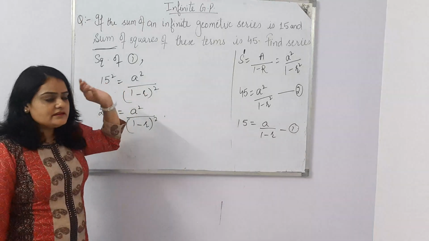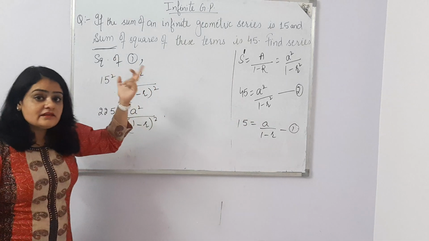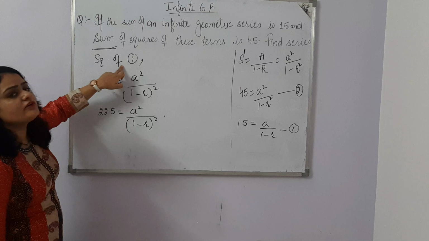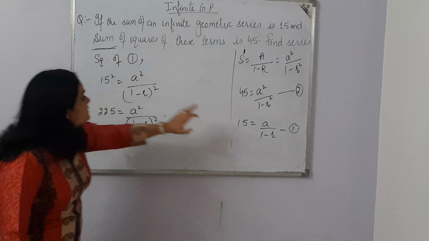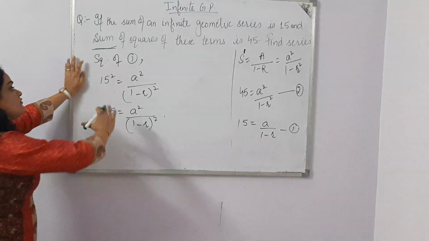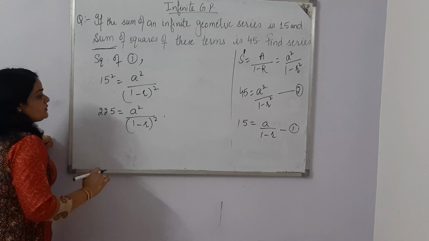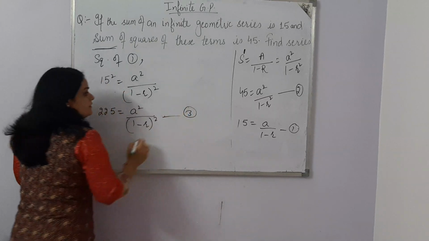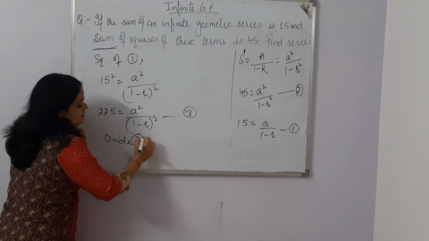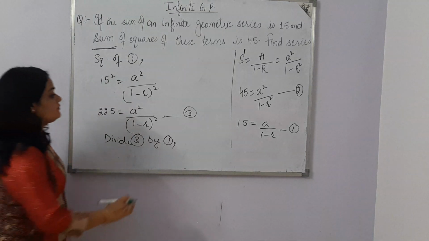So what is the reason behind it? Because here was a square, here was a. So I need a square, that means the square is missing. So I have already done the square of the first equation. If I am squaring, I have to take the square on both sides. 15 square is equal to a square upon 1 minus r whole square. Okay, this is my third equation. So divide third by second, sorry, third by second term.